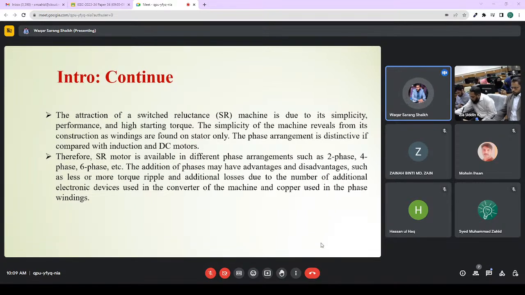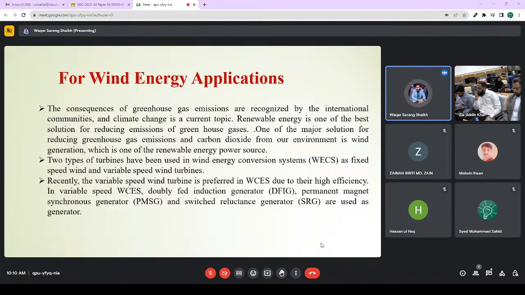The simplicity of the machine is revealed from its construction, as windings are found on the stator only. The phase arrangement is distinctive if compared with induction and DC motors. Therefore, such reluctance motors are available in different phase arrangements such as 2-phase, 4-phase, 6-phase, etc. The addition of phases may have advantages and disadvantages, such as less or more torque ripple and additional losses due to the number of additional electronic devices used in the converter of the machine and copper used in the phase windings.